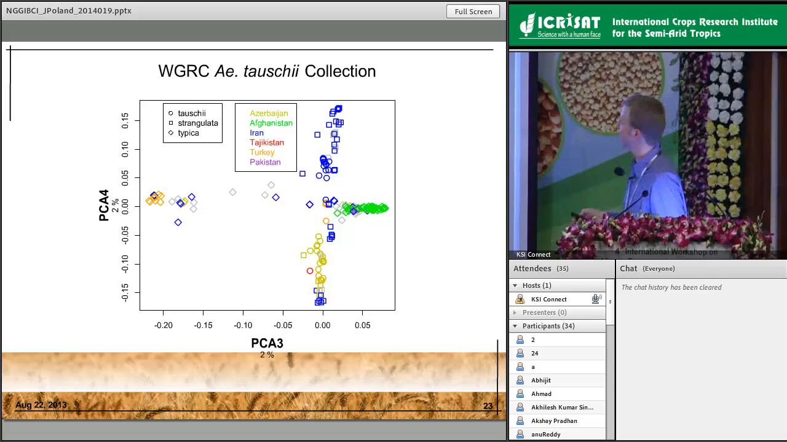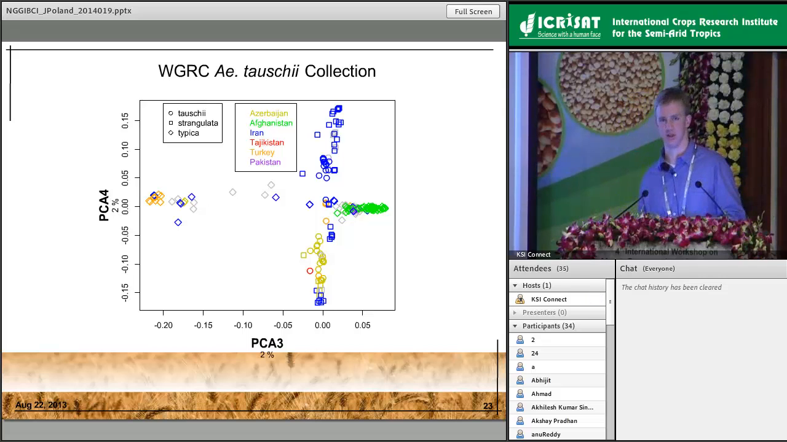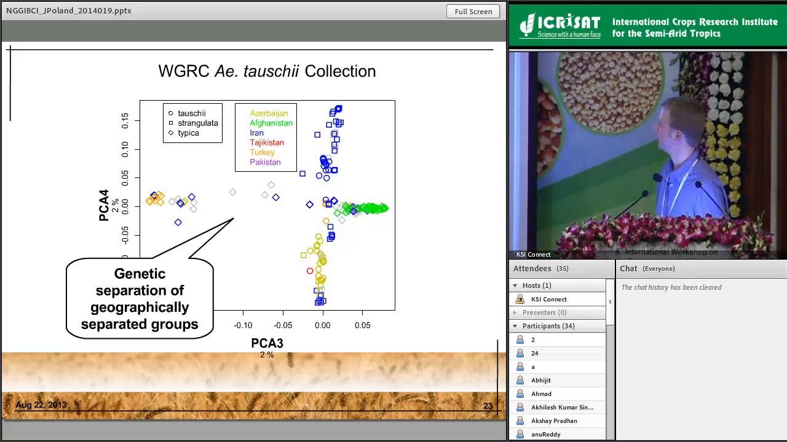What we're showing here now is the third and fourth PCA, and these are colored by location of collection. And so now we can also really see that we can do a good job differentiating geographic origins, as evidenced by the genetic separation.